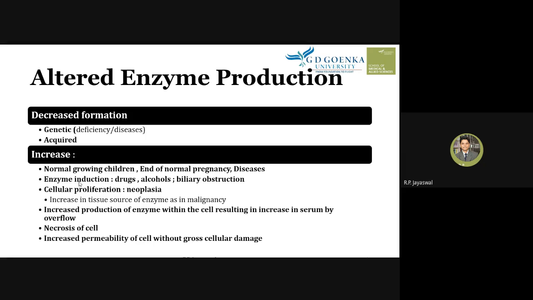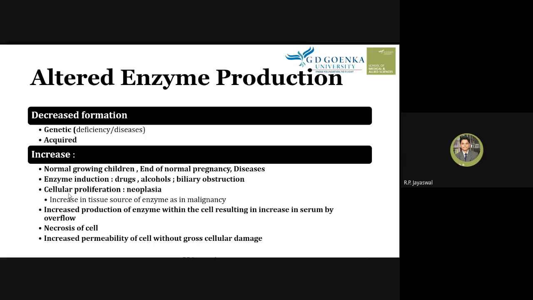Enzyme induction: for the enzymes which are produced, there can be a stimulation process which induces the cell to produce more and more. It can be the drugs that you take, alcohol, or biliary obstruction, which induce the production of enzyme from the cell, and because of this more enzyme production, there will be more enzyme in the blood.